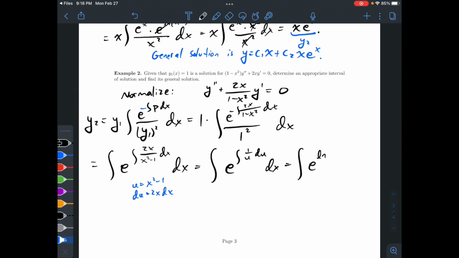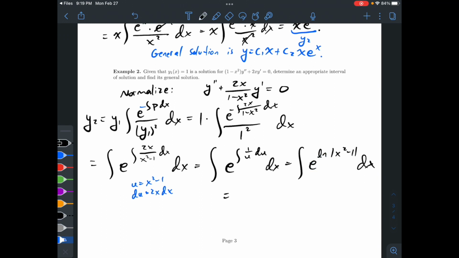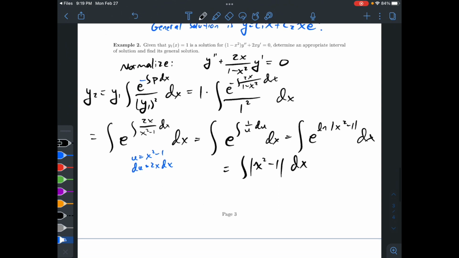So I get e to the ln of u, which is x squared minus 1. I'm going to sub that back in terms of x because I need to integrate again with respect to x anyways. Put that dx there. So we're done with that first integral. And now we have e to the ln of stuff, which is just stuff. So we get the integral of x squared minus 1. And really it's the absolute value of x squared minus 1, but we can just go ahead and drop those absolute values, assuming that we're working on an appropriate interval.